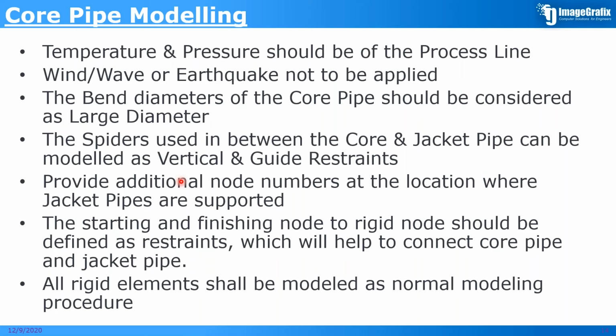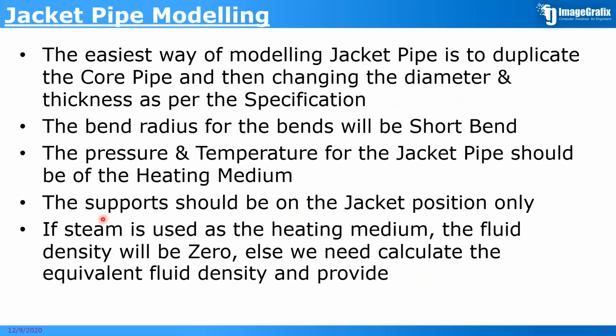This is the major thing with respect to your core piping model, which is nothing but your regular model, except for these spiders and the other details. Other than that, whatever we use in our regular piping modeling, the same modeling procedure can be followed for modeling your core piping models. Then coming to your jacket piping model, as far as Caesar is concerned, the easiest way of modeling your jacket pipe is to just duplicate your core pipe and change your diameter and thickness as per the jacket pipe specifications. That's the easiest and simplest way of modeling.